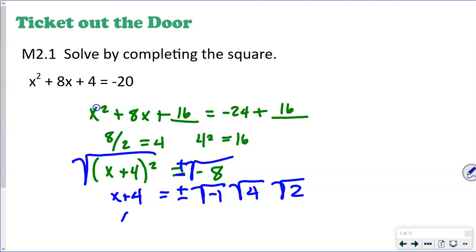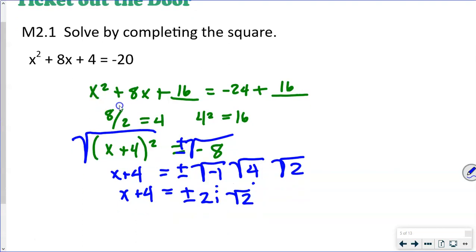So now let's go ahead and keep going here. So this is 2, and that's i. So this is going to be plus or minus 2i square root of 2, right? Then what are we going to do with the 4? Yes, we're going to move it over and subtract it, right? So this is going to be x is equal to negative 4 plus or minus 2i square root of 2.